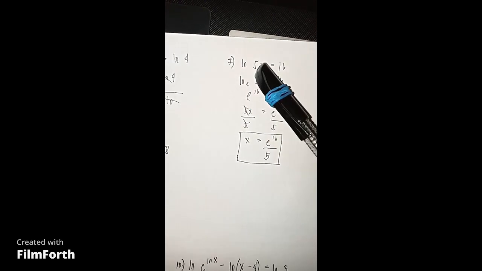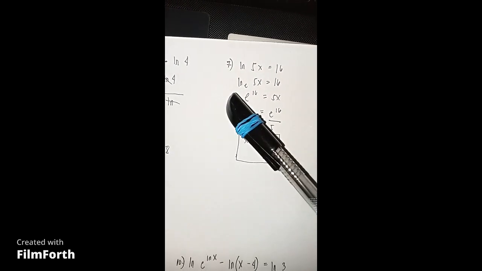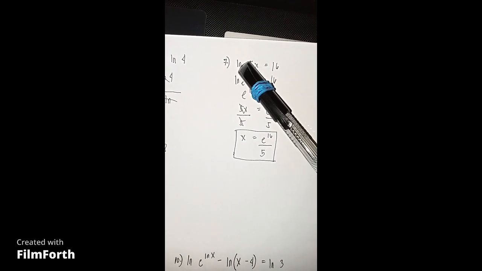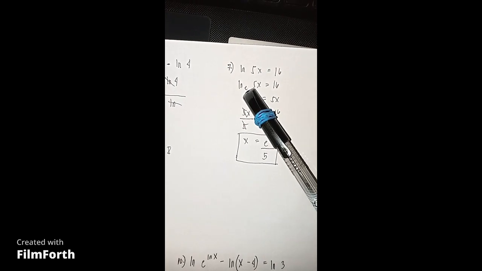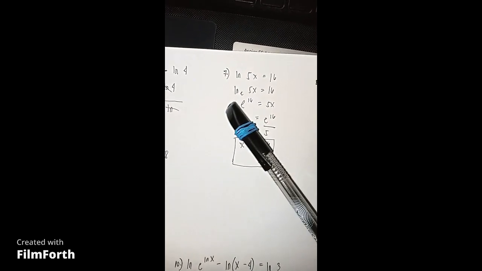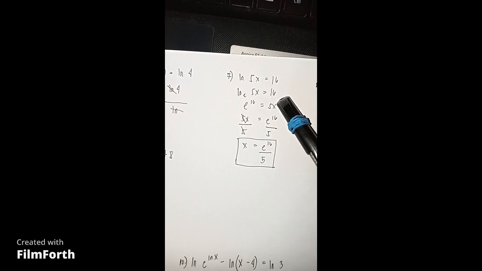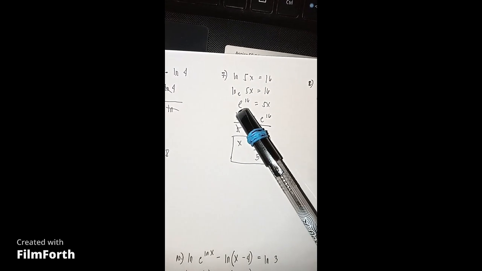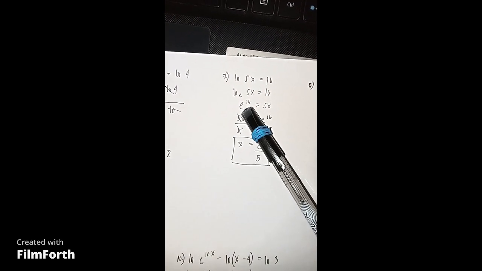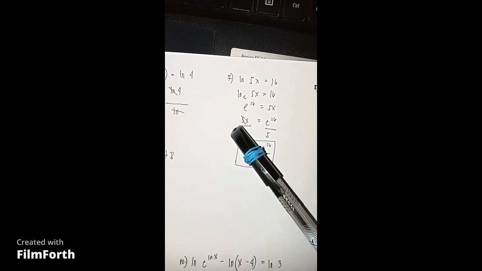So ln 5x equals 16. So if there's no value here in ln, so that must be put for the e. So ln e 5x equals 16. So e raised to 16 equals 5x.